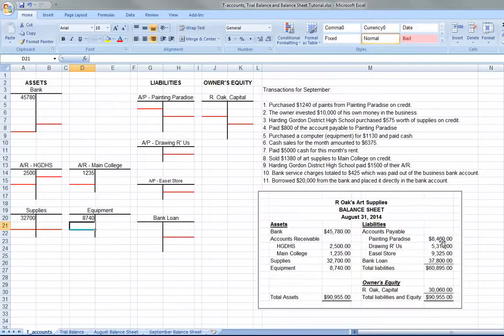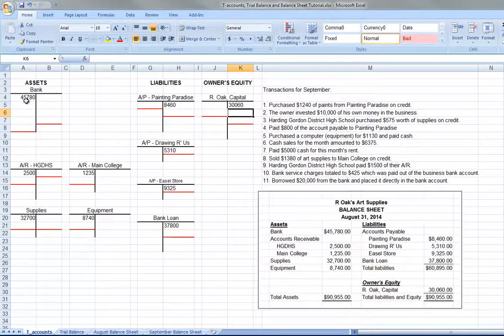Liabilities, the company owes Painting Paradise $8,460, so we put $8,460 here. Owes Drawing R Us $5,310, so we'll put $5,310 here. And the easel store owes them $9,325, so $9,325 goes there. The bank loan, we owe the bank $37,800. And our Oak has $30,060 in capital invested in the company.